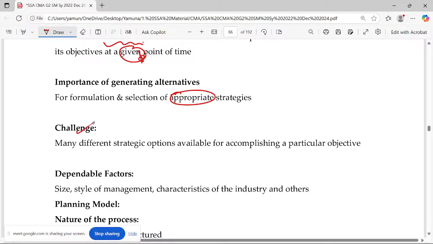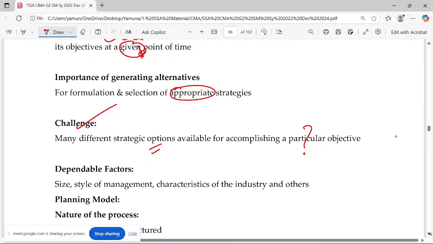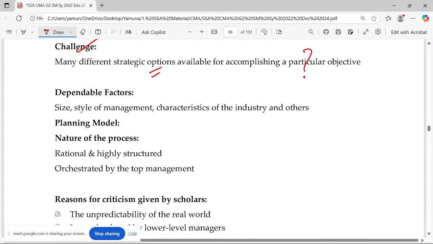So it's actually a challenge because many options will be available and they have to check whether my particular objective is matching with that, to accomplish my objectives. So on what factors do you choose this one? What's the size of the business? Is it a large company or a small company? What's the style of management? What are the characteristics of the industry? The planning model goes with the highly structured and it will be orchestrated by the top management.